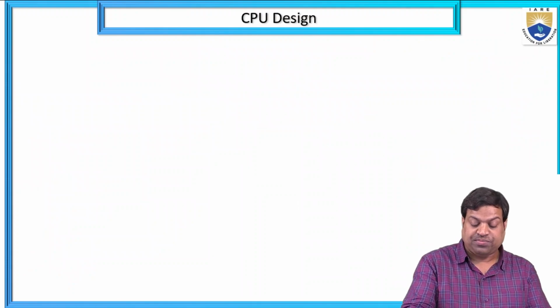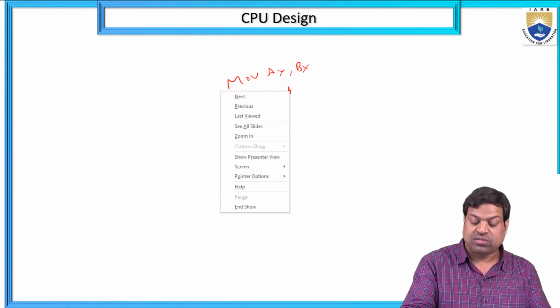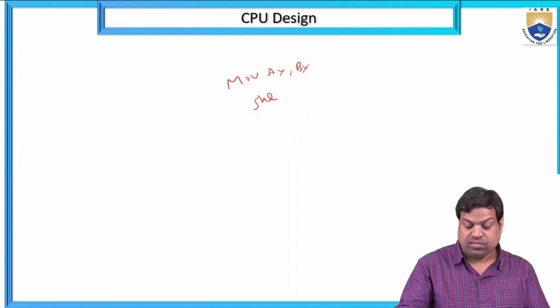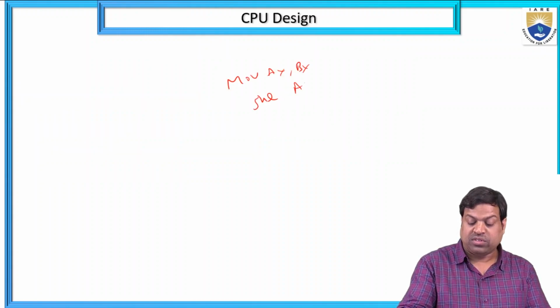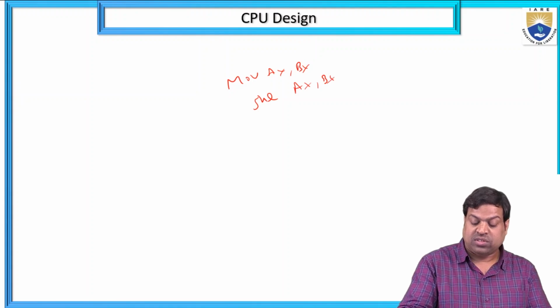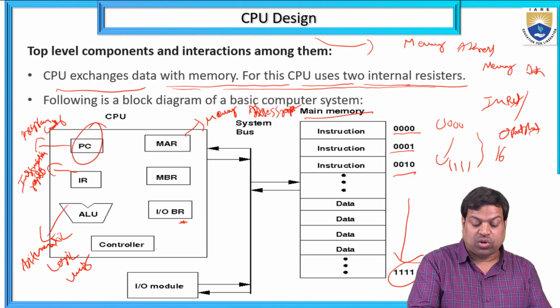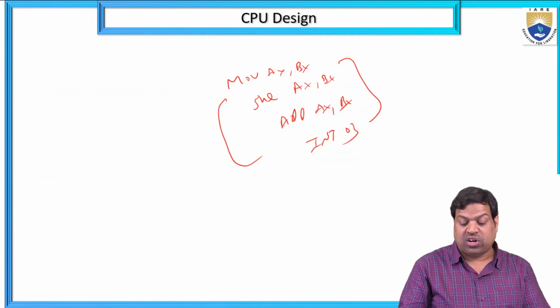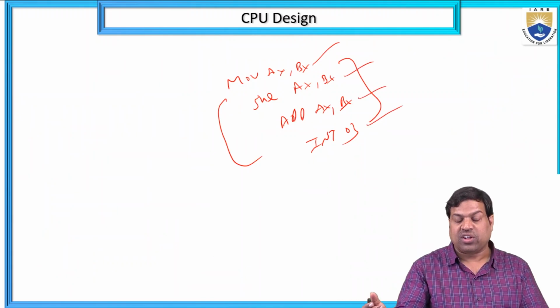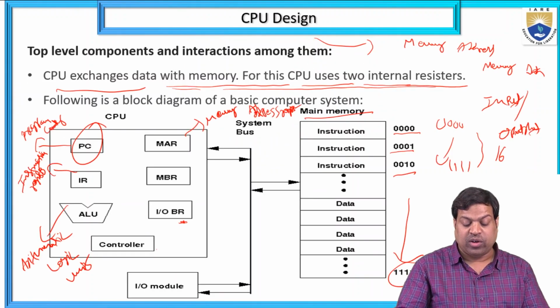So if I am going for move AX, BX, shift left AX, BX and add AX, BX into 03, suppose I am taking this program. So program counter means all are related to instructions. Yes, all are related to instructions. Everything is a program. And the program counter means how many lines are there.